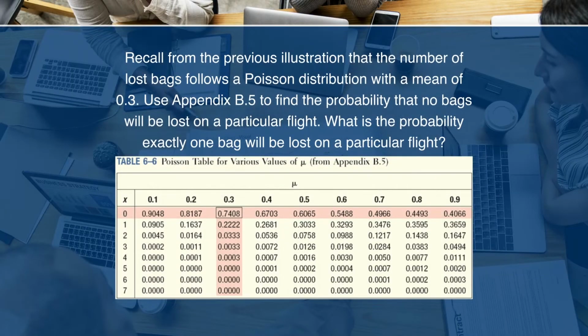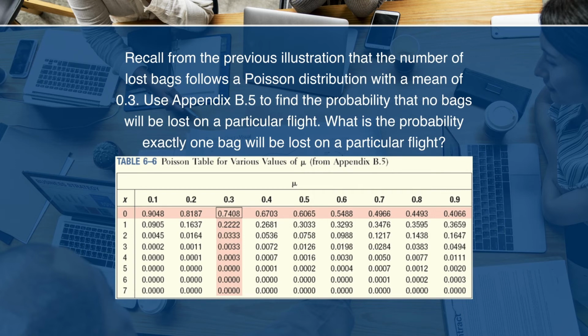So the Poisson probability distribution, if we see it with the help of a table, and if we recall the previous illustration, the number of lost bags follows a Poisson distribution with a mean of 0.3. Using appendix B5, find the probability that no bags will be lost on a particular flight. What is the probability that exactly one bag will be lost on a particular flight? So the Poisson table for various values of mu is given in appendix B5, and this is the way by which we are going to calculate.